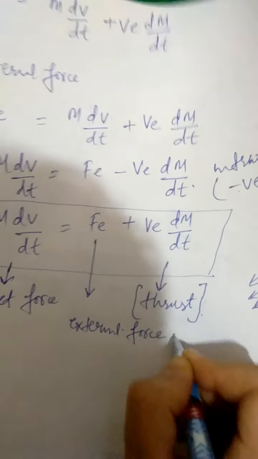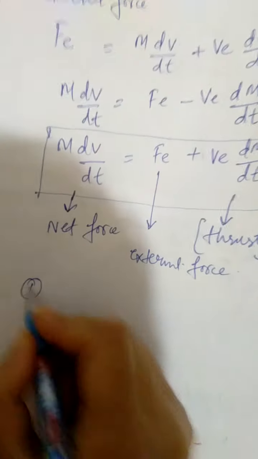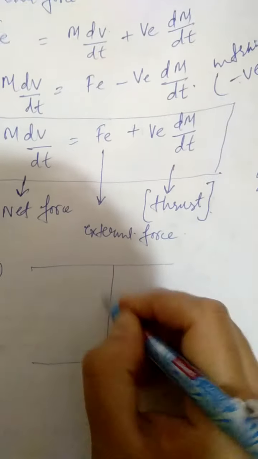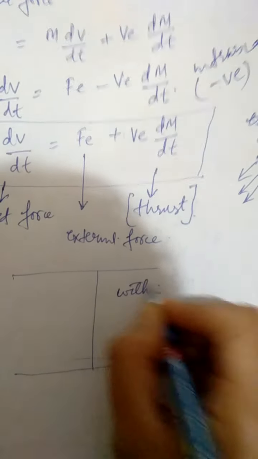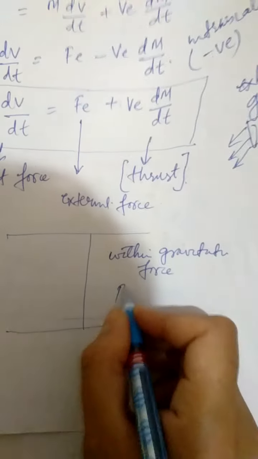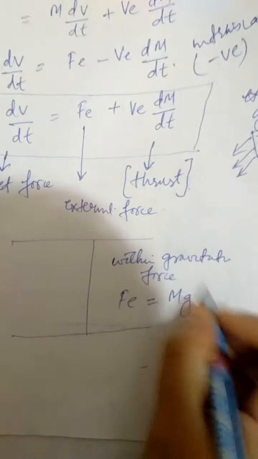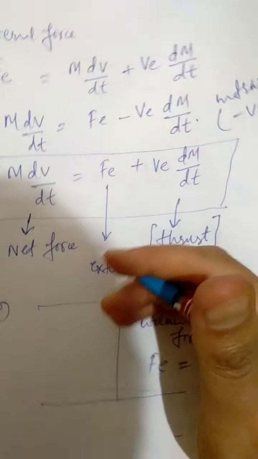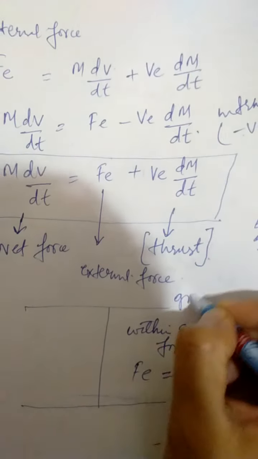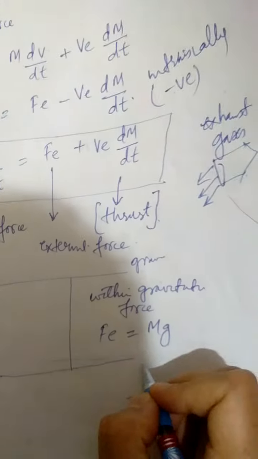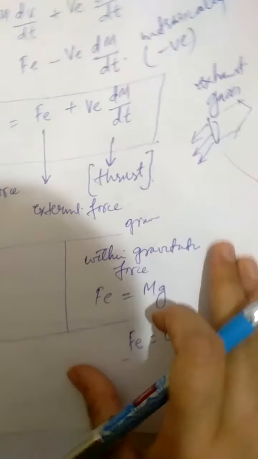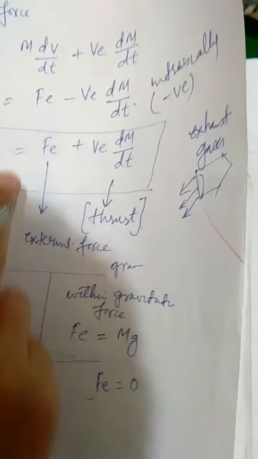This external force can be interpreted in two ways. One is that as long as the rocket is within the reach of the gravitational force of Earth, as long as it is moving within the gravitational force, this Fe will be mg, simply the weight, right? But once this rocket advances and surpasses the gravitational field of Earth, we know this Fe is 0. So beyond the gravitational field of Earth, this Fe would be how much? 0. But within the reach of the gravitational field of Earth, this Fe is how much?